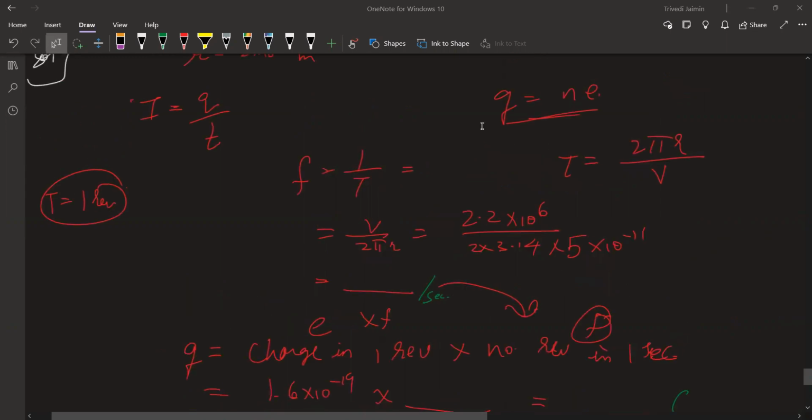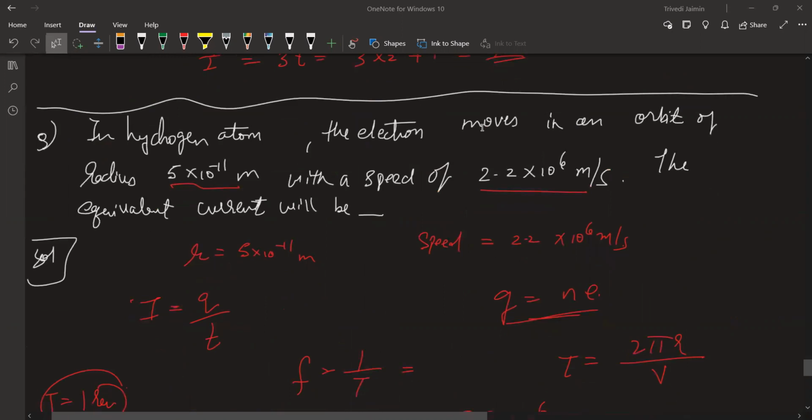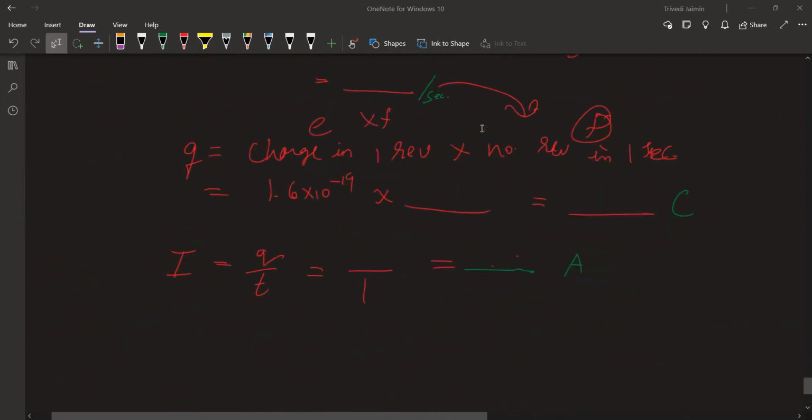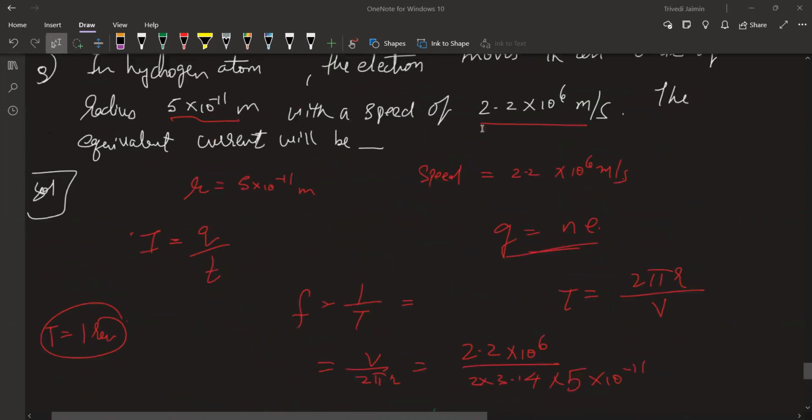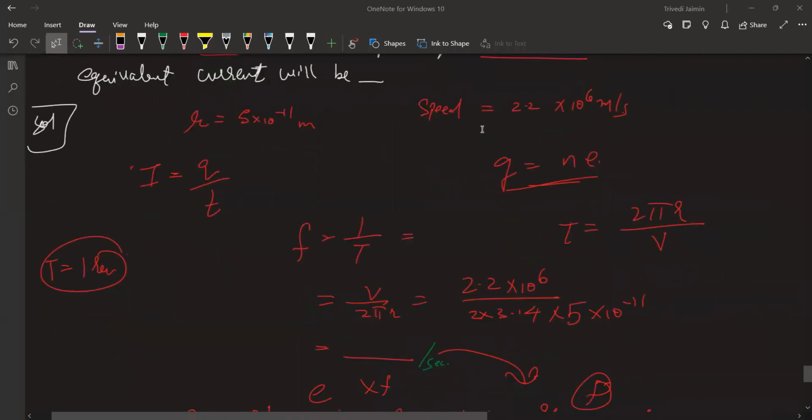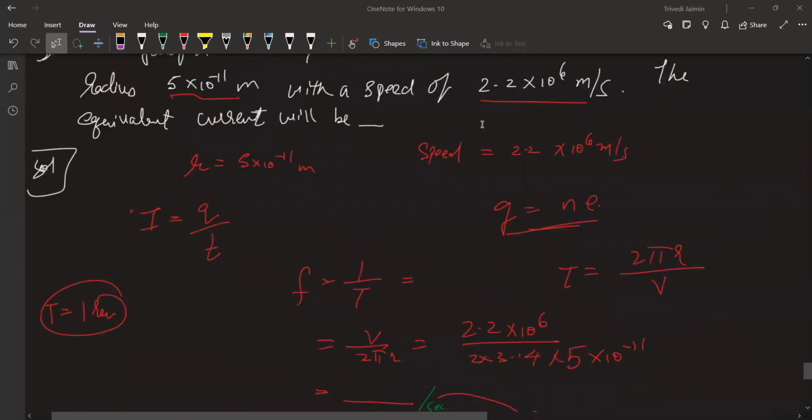By the way, you understood the question, right? How we started, how we did, what we need. See, always go with like that. So what we need? Current. So what is the relation between the given terms? Find the relation.